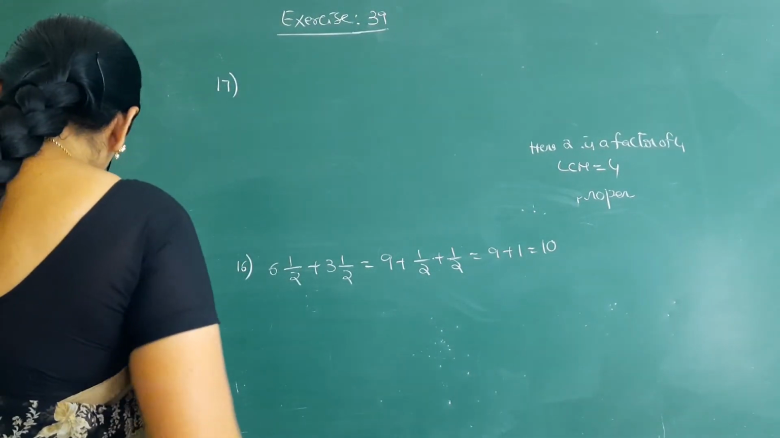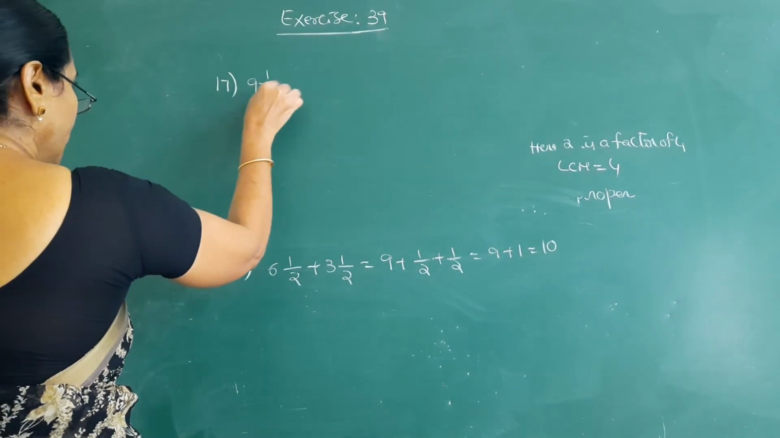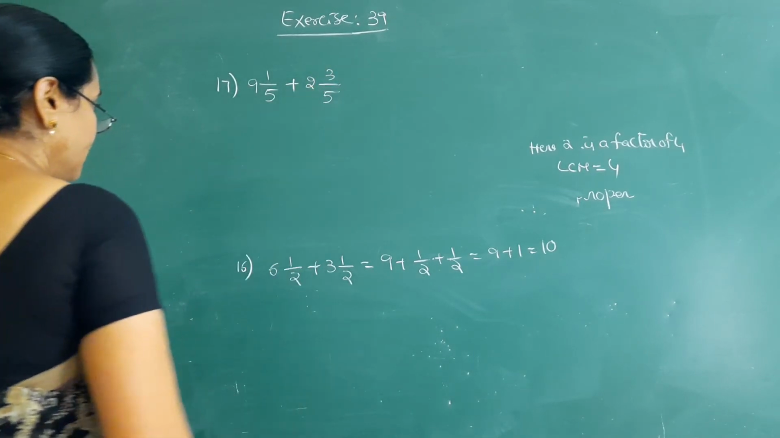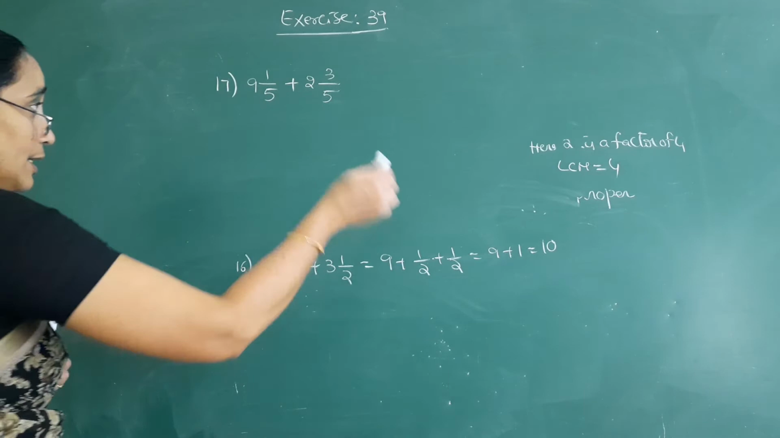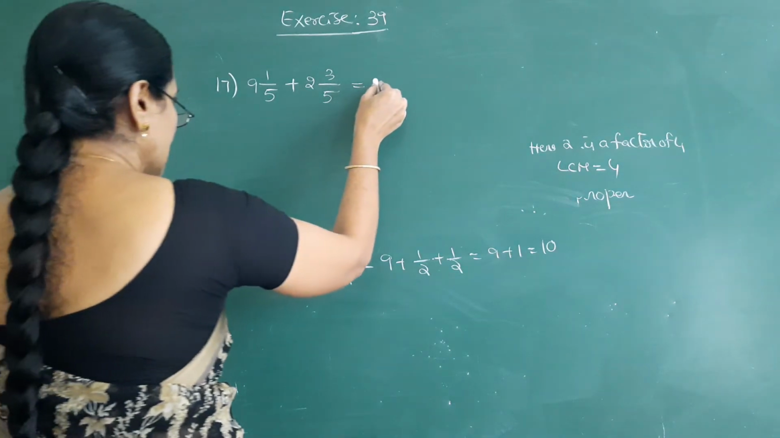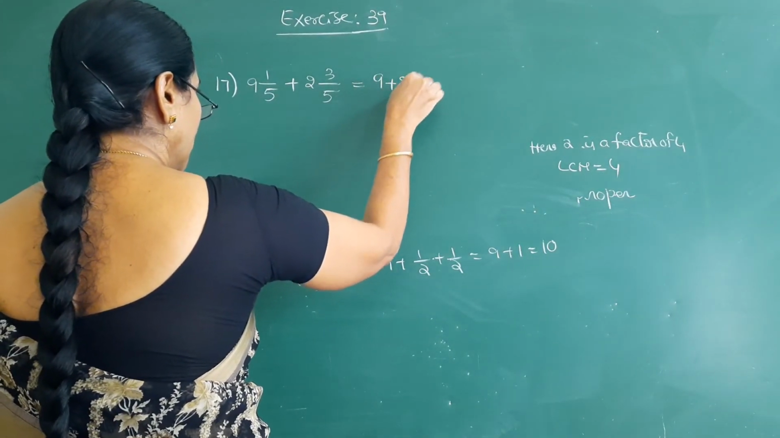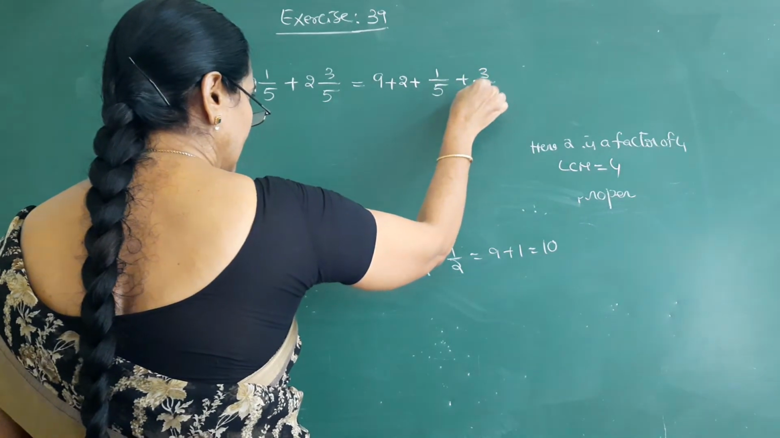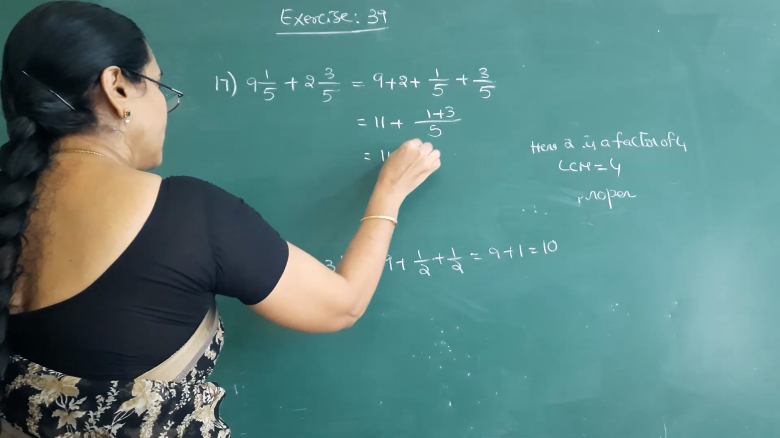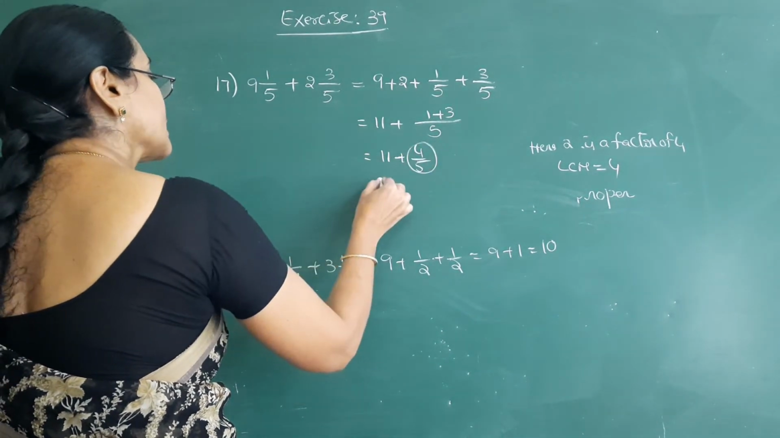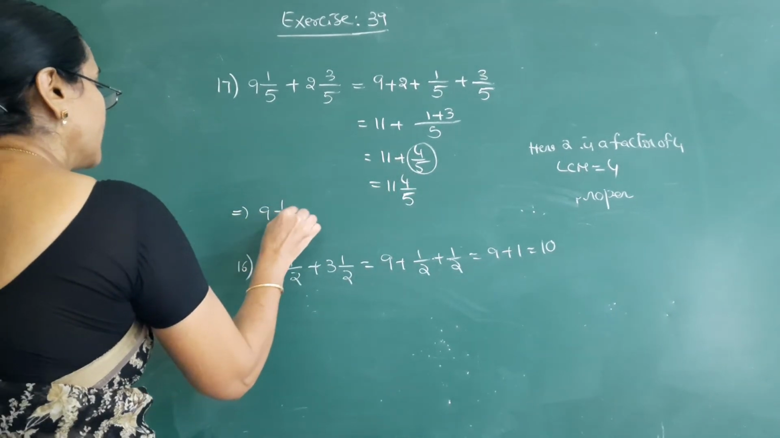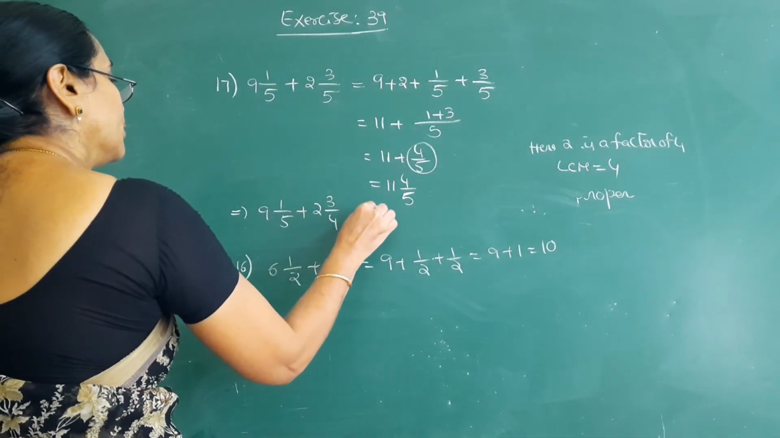See the 17th problem. 9 1 by 5 plus 2 3 by 5. You have to be careful in the case of addition of fractions; whether those are like or not, you have to observe. If the fractions are like, you have to write the common denominator as the denominator. In the case of unlike, you have to take the LCM of the denominators. Okay, 9 plus 2, 11. Here these are like fractions, add the numerators. 11 plus 4 by 5. Here it is a proper fraction, combine it. 11 4 by 5. So 9 1 by 5 plus 2 3 by 5 is equal to 11 4 by 5.